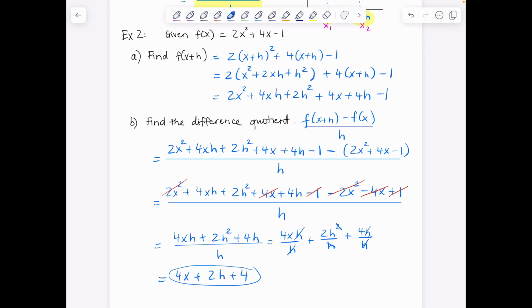You might ask, when do we use this? This is a very important and a foundational formula in calculus.